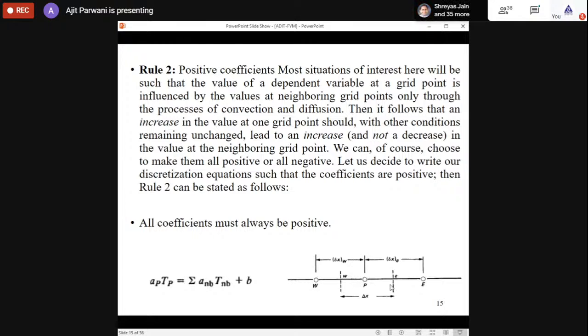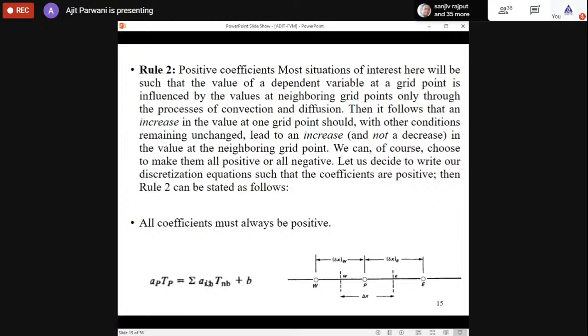So because of the conduction problem, the temperature of the point E should also increase, and the temperature of the point W should also increase. The information of the disturbance at the point P should reach the neighboring points also. In the same way, if the temperature at the point P increases, then the temperature at the point W and at point E should also increase. If the temperature of the point P decreases, then the temperature at the point E and at the point W should also decrease. Therefore, in order to have this type of relation, all the coefficients should be positive, or all the coefficients should be negative.